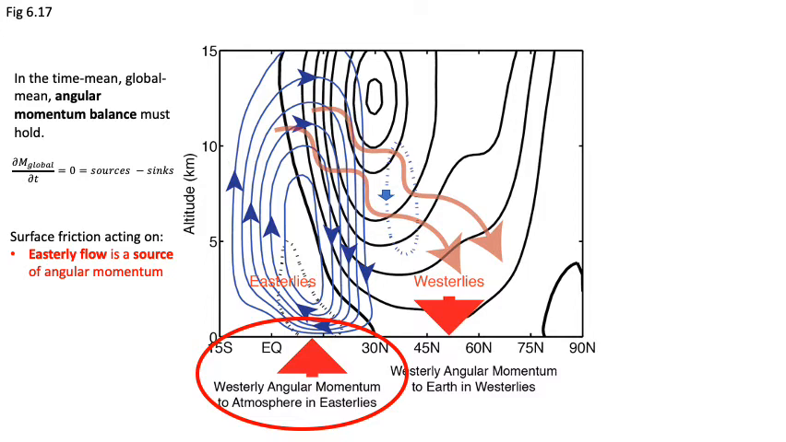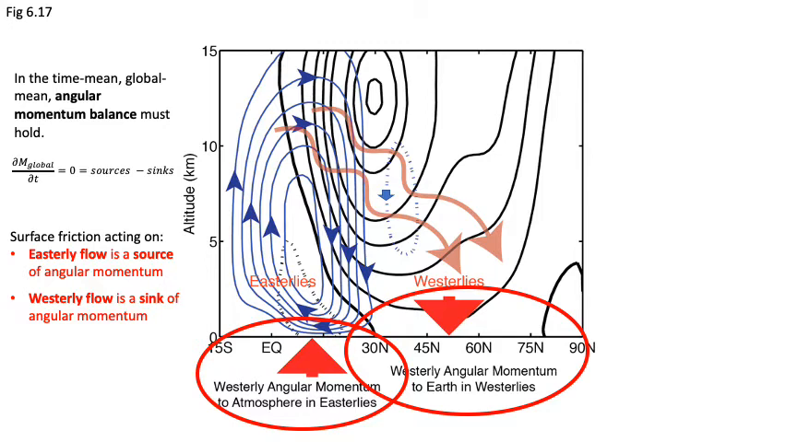You have surface friction, so flow is going from east to west, meaning the easterly trade winds, and surface friction is trying to slow that down. So it's trying to make it more westerly or closer to zero, or I should say less easterly. And so that is actually a source of westerly angular momentum for the atmosphere, acting on those easterlies. That must be balanced by, at higher latitudes where we have westerlies near the surface, surface friction acting on that westerly flow acting as a sink of angular momentum for the system. So these actually have to balance.